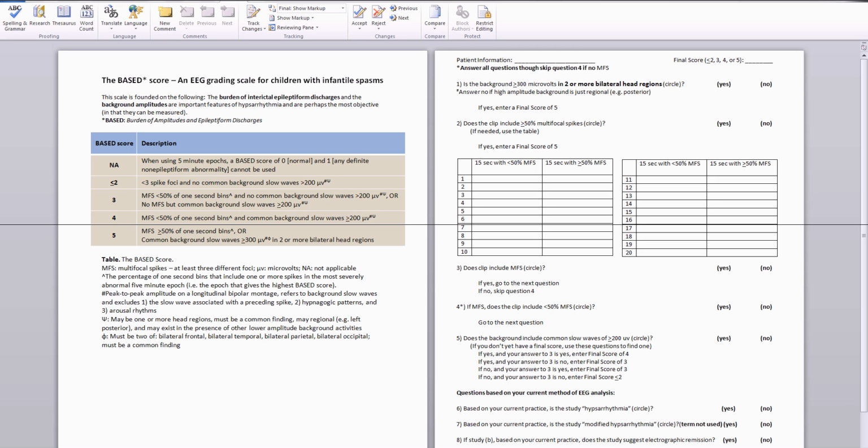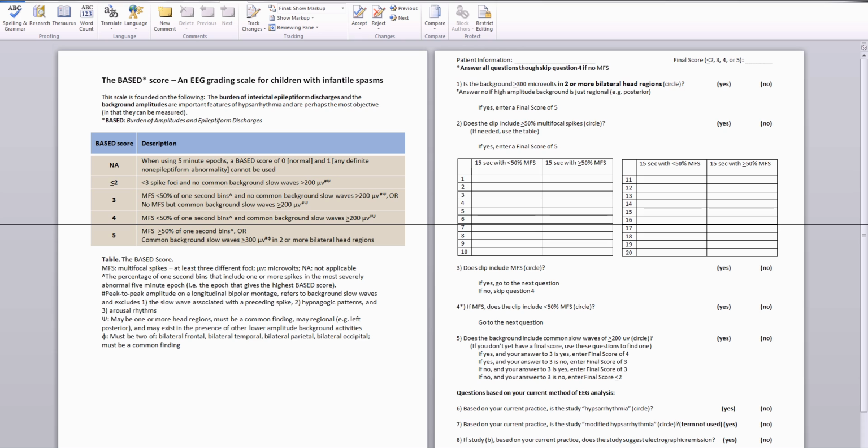On the right, you will see a scoring sheet. Please answer all questions on the scoring sheet unless the instructions ask you to skip a question. At the end of the scoring sheet, there are questions that require you to use your current method of EEG analysis to decide if the tracing suggests hypsarrhythmia or modified hypsarrhythmia.